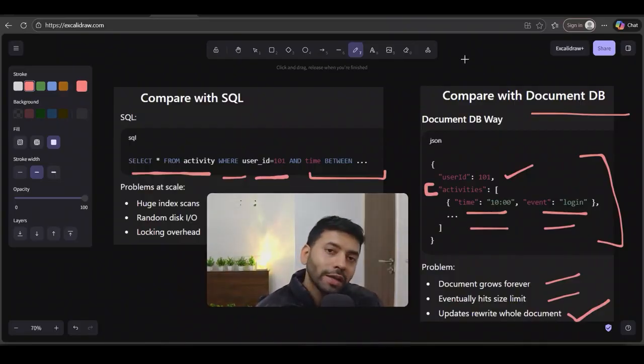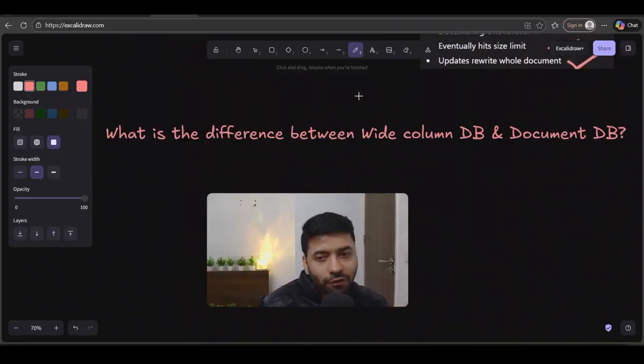Okay, before moving to the next one, which is the graph database, I want to cover one thing. When I was studying all this, I had a doubt, so I would like to share that with you, and after that let's move to the graph database.